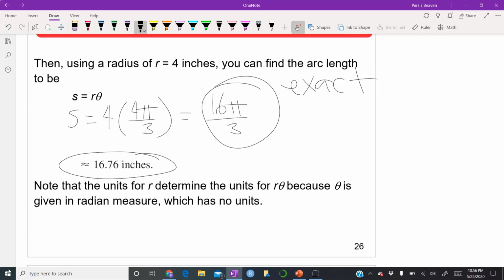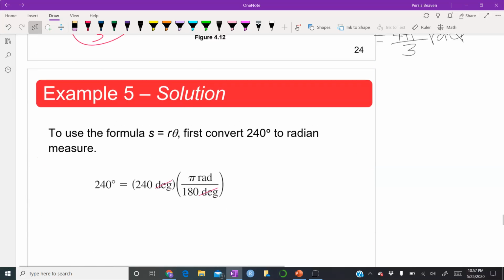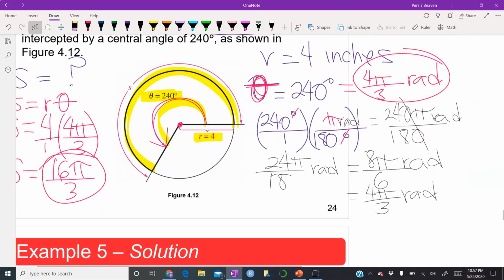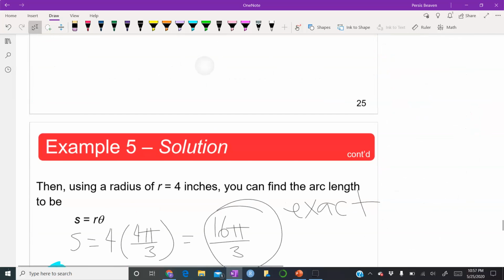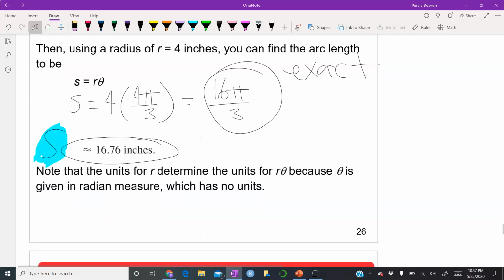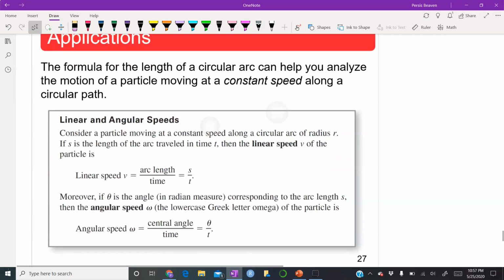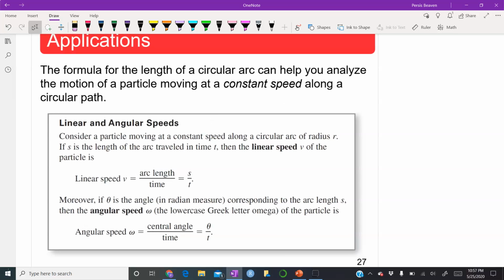16.76 inches. And so that will be the length of the intercepted arc, which will actually be, I'm going to go back to the circle so we could see what that would be. And that will be this one here. That is the one that is 16.76 inches.